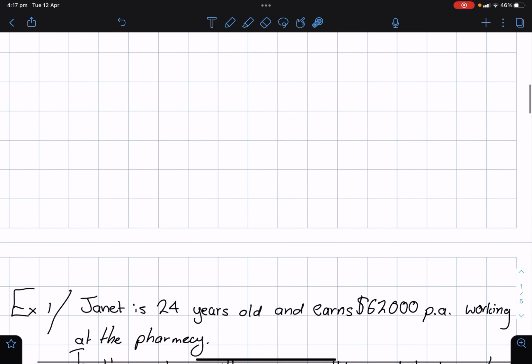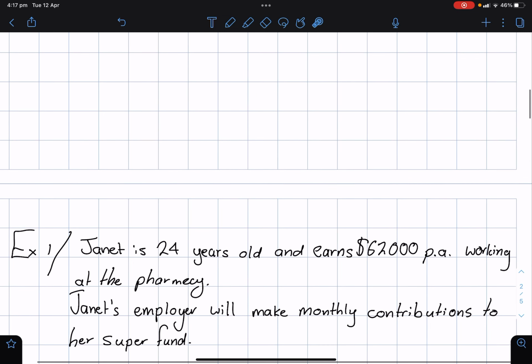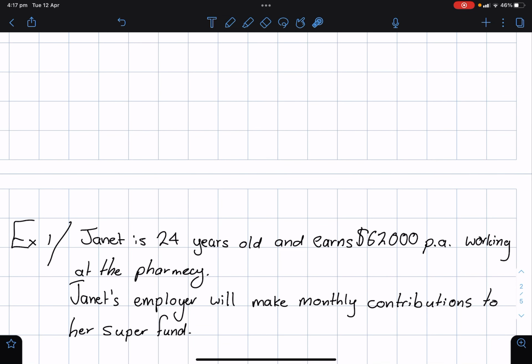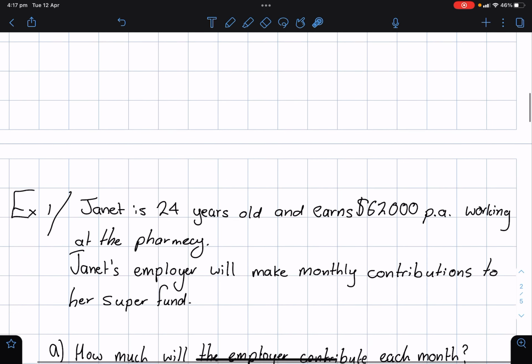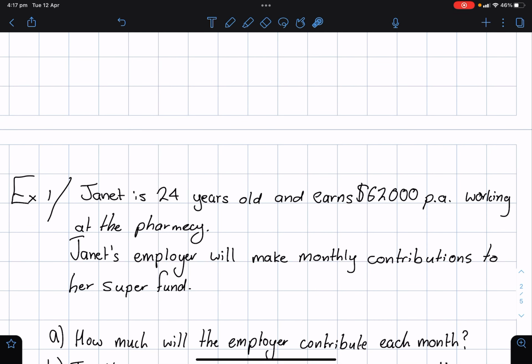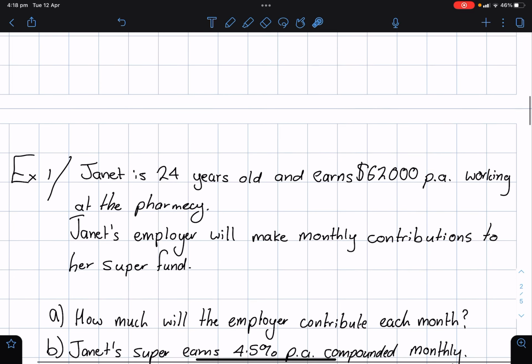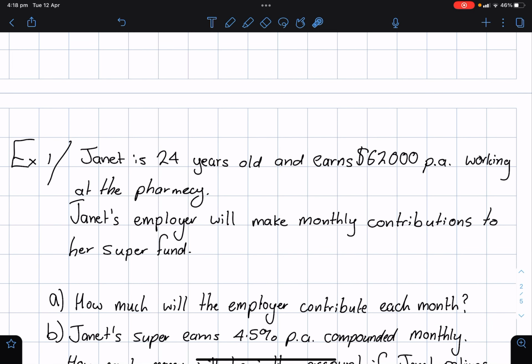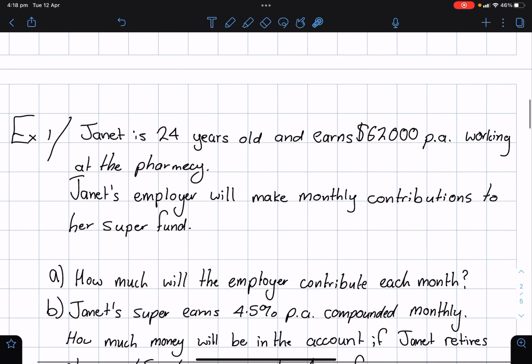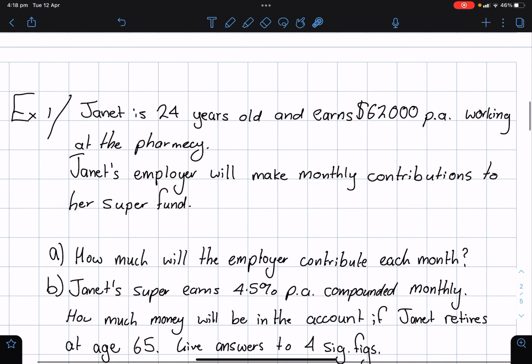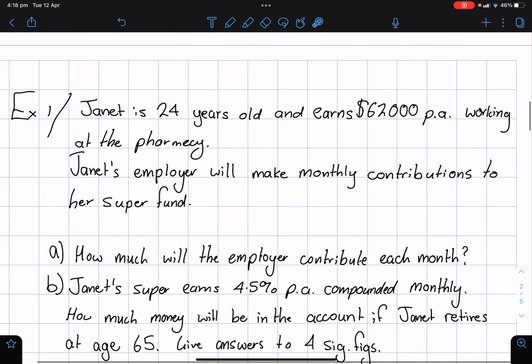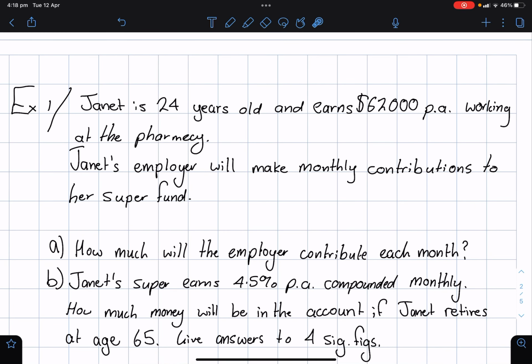So, example 1, Janet is 24 years old and she earns $62,000 per year working at the pharmacy. Janet's employer will make monthly contributions to her super fund. All right, so question A, how much will the employer contribute each month? B, Janet's super earns 4.5% per annum compounded monthly. How much money will be in the account if Janet retires at the age of 65? Give your answer to 4 significant figures.